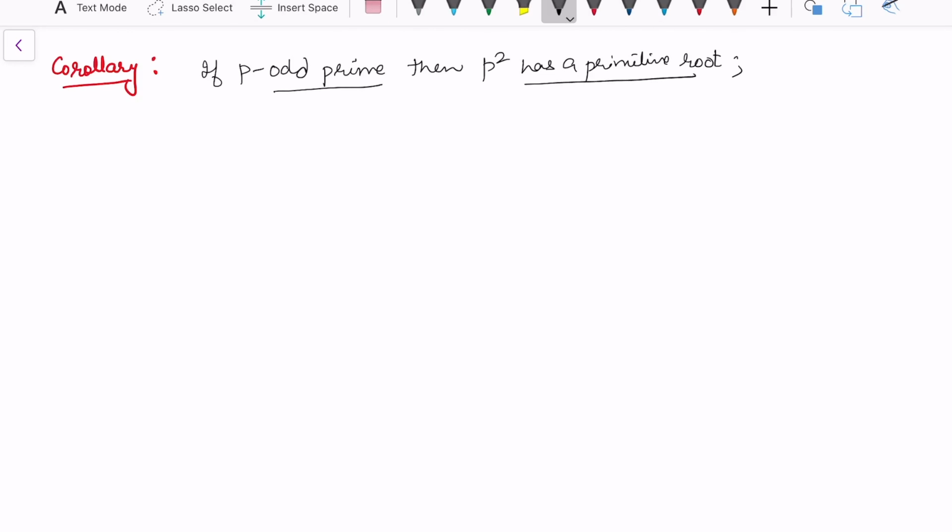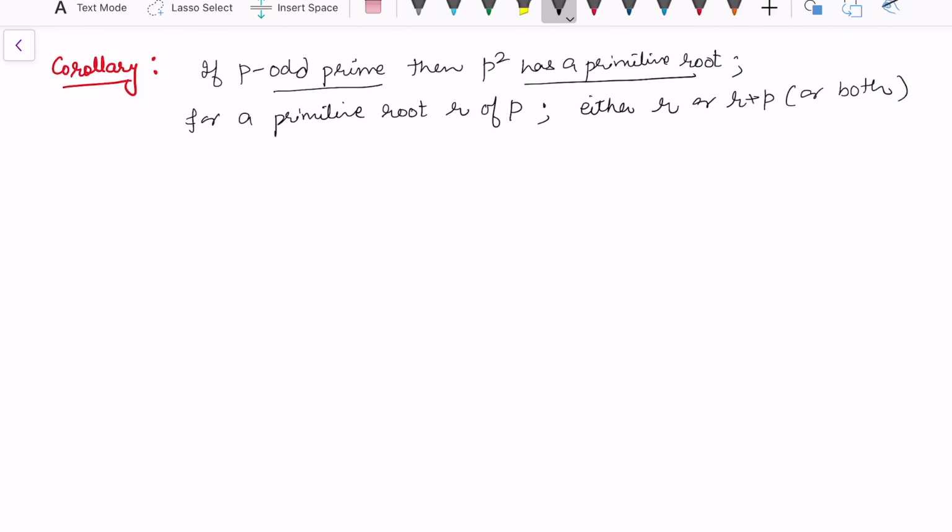This gives us a very nice corollary: if p is an odd prime, then p square has a primitive root. To be very specific, what we can say is, for a primitive root r of p, either r itself or r plus p or both is a primitive root of p square.